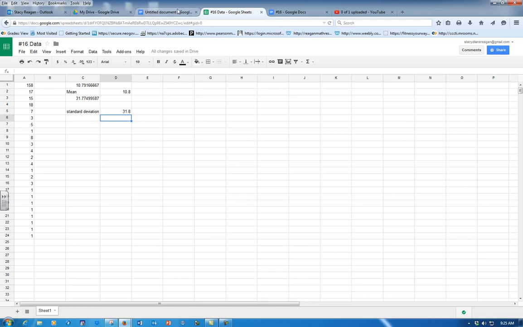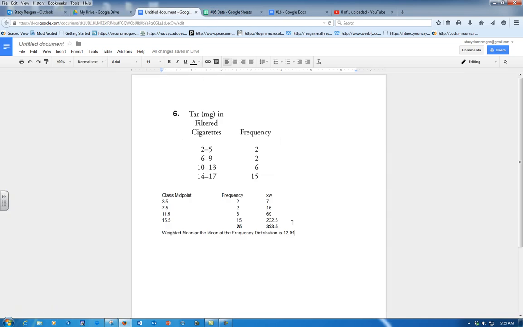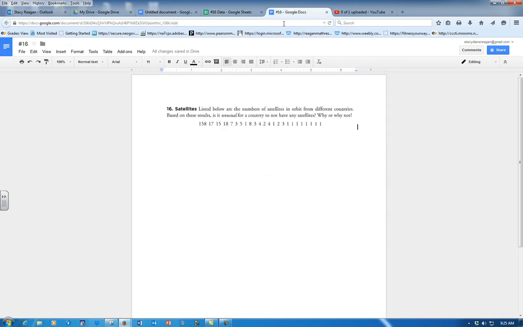Now, let's go back and answer these questions. So we have a mean of 10.8 and a standard deviation of 31.8. Now, in order to answer this question, we need to go 2 standard deviations above the mean and 2 standard deviations below the mean. So 2 times 31.8 comes out to 63.6.